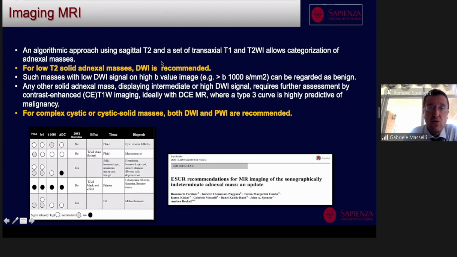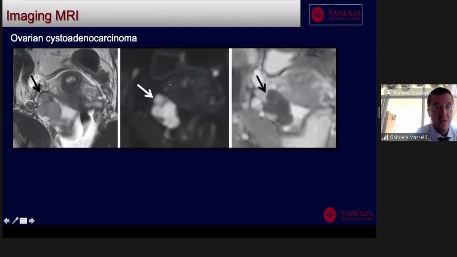You have to evaluate the T2 weight signal, and in case of low T2 solid adnexal mass, you have to evaluate the diffusion. And you have to evaluate if there is a restriction of the diffusion, and the restriction of the diffusion is usually correlated with the malignancy of the lesion in most, but not in every case, as I show you in some examples.